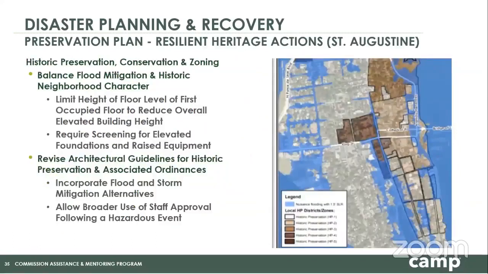St. Augustine is also utilizing their GIS system and mapping to really document what are the most vulnerable sites, and how to incorporate flood and storm mitigation alternatives to address the most vulnerable sites. And one of the things that I think is very important is having this emergency approval process. So they have a broader use of staff approval after a hazardous event, because you don't want to get caught up in the red tape and the bureaucracy.